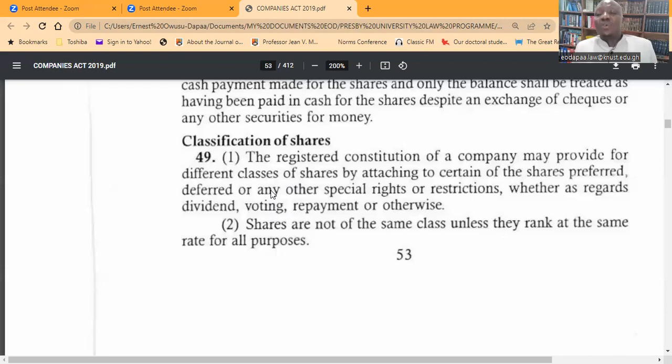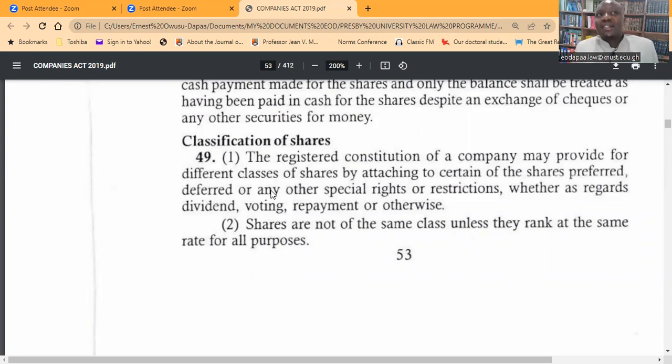Certain class of shareholders, they will participate in the distribution of the surplus, so that those who are outside that cannot get some of the surplus. Now, the preferential treatment which you accord to certain categories of shareholders may also be in respect of voting.